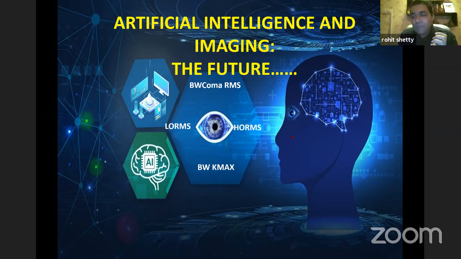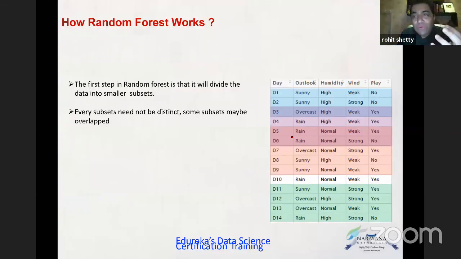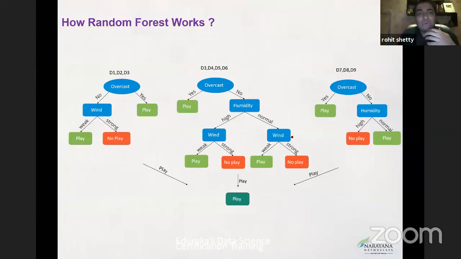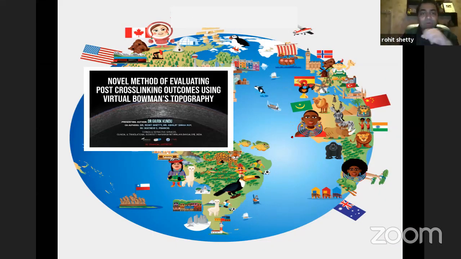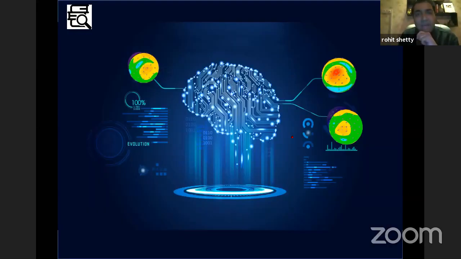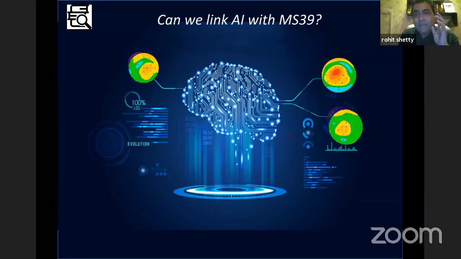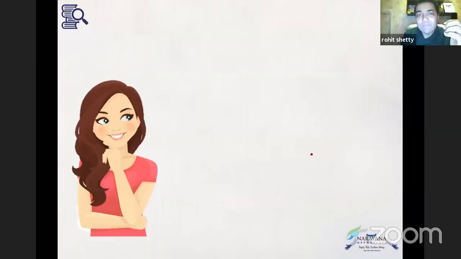I just wanted to tell you that there's a lot of potential to differentiate a masquerade versus a true case. And we're using random forest AI-based metrics to study this. This paper, which we did on an OCT, not on the MS-39 but a different OCT, was best paper last year at the AAO conference, the American Academy conference. And we started working on AI on the MS-39 from the stromal surface, not the epithelium, because from the stroma you're actually able to get multiple better options.